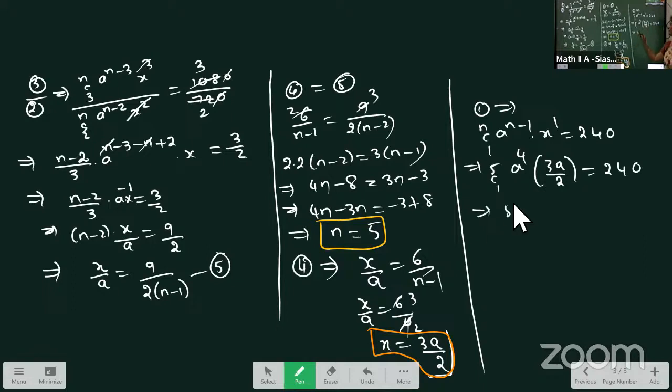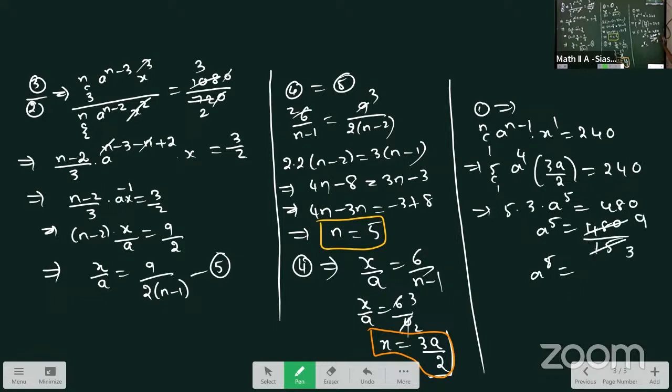5C1 is 5 into 3, a power 4 into a is a power 5 is equal to, cross multiply 2, 240 into 2 is 480. Now a to the power 5 is equals to 480 by 15. If you are good at calculation, directly cancel with 15. Otherwise, first do with 5. 5 3s are 15, 5 9s are 45, and 5 6s are 30. Next, 3 3s are 9, 3 2s are 6. We got a power 5 is equals to 32.